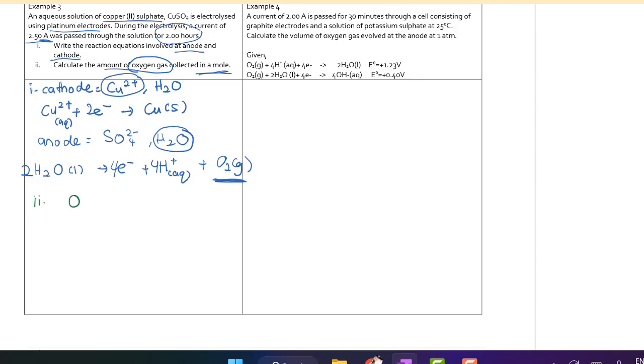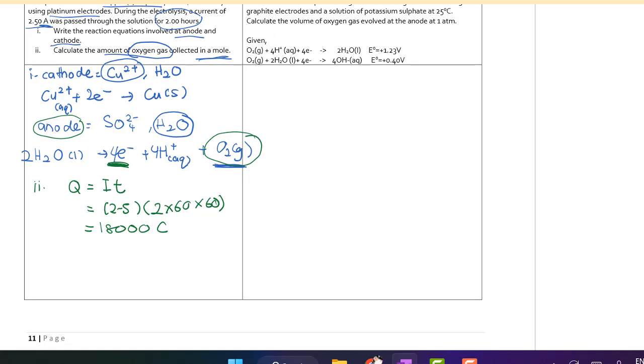As usual, we calculate Q equals It. So 2.5 ampere, and 2 hours converted to seconds gives 18,000 coulomb. According to the half equation at the anode, if the anode removes 4 electrons, it will produce 1 mole of oxygen gas. So 4 electrons is equivalent to 4 Faraday, equivalent to 4 times 96500 coulomb, equivalent to 1 mole of oxygen gas.